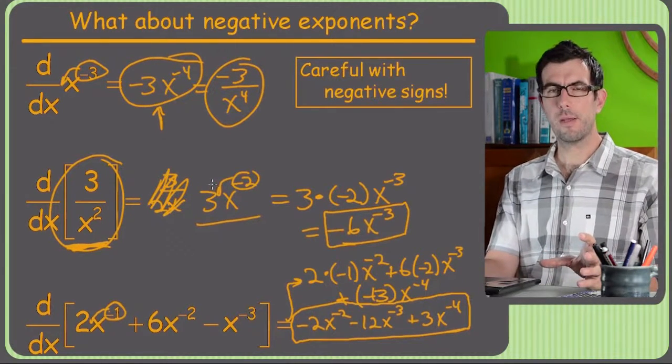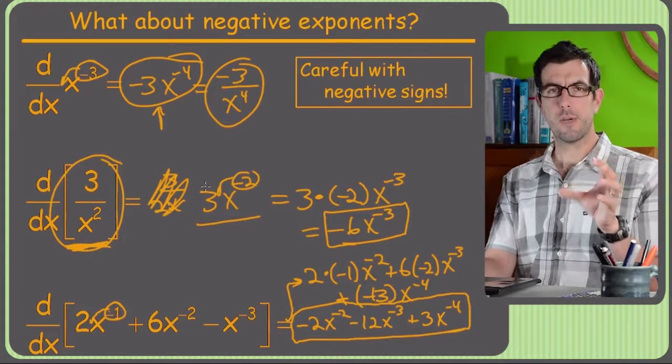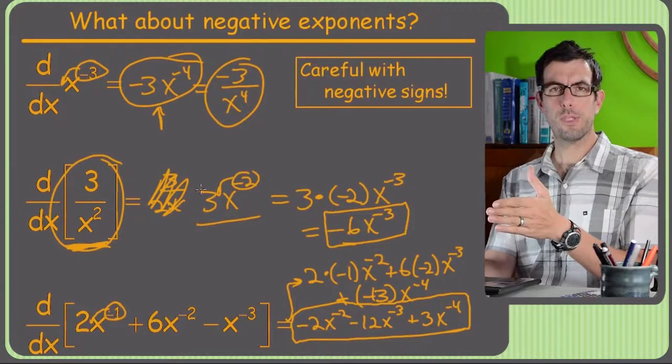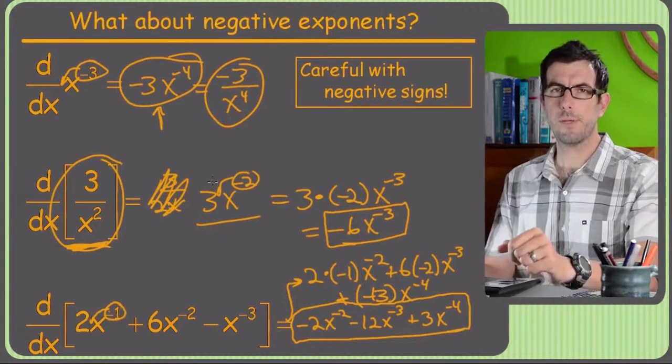If you're given something really weird, when in doubt, convert it just to an x to an exponent, because when it's x to an exponent, you're in the power rule situation, and that's always the easiest problem you're going to come across.